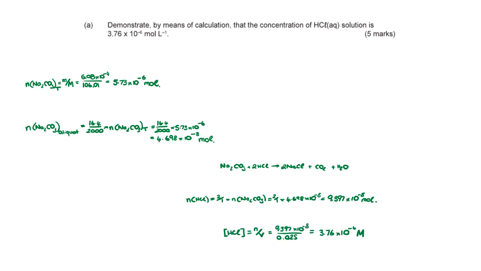We then need to work out the concentration that was in the 25 mL pipetted sample, or the aliquot, and we get 3.76 times 10 to the minus 6, which is our answer to our question. So you can see how we got our 5 marks there, 5 things.